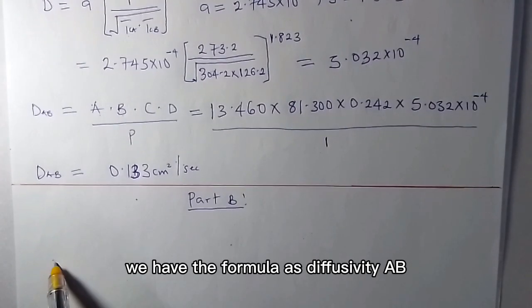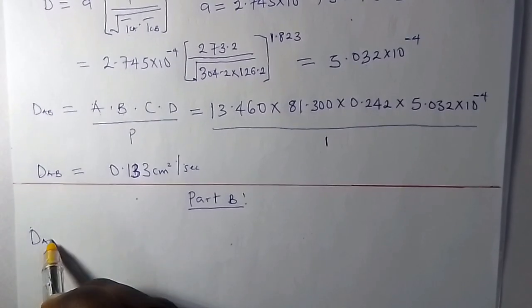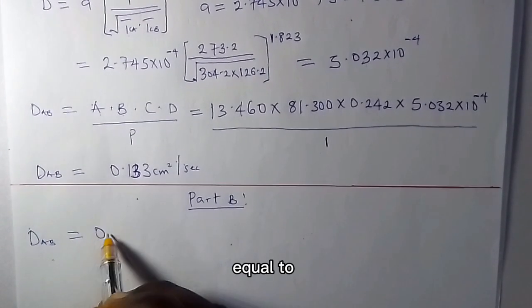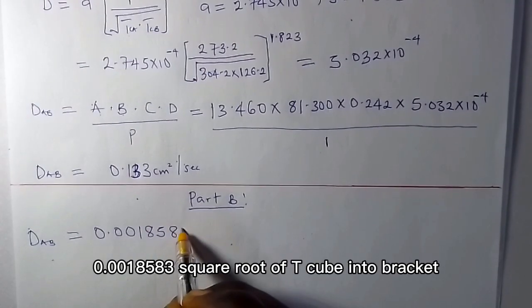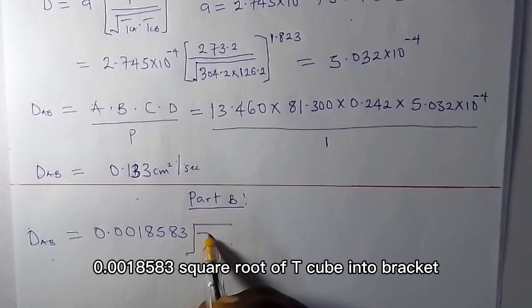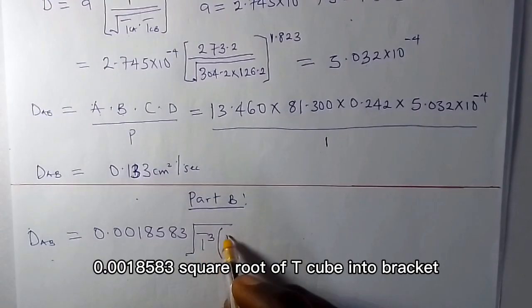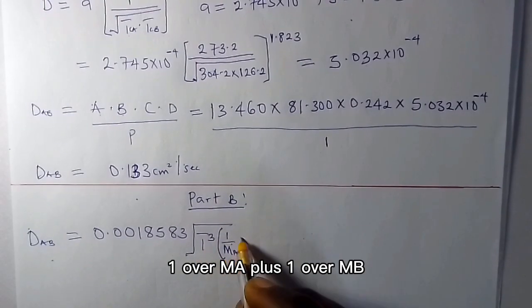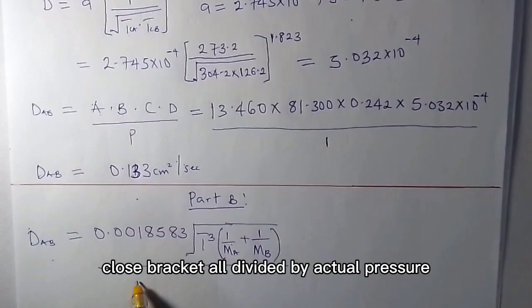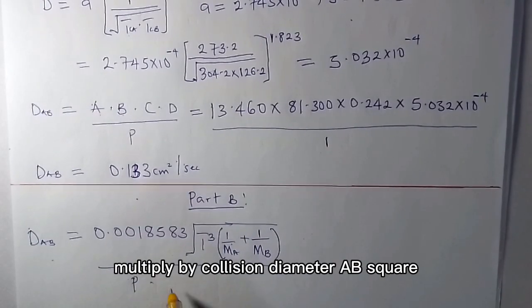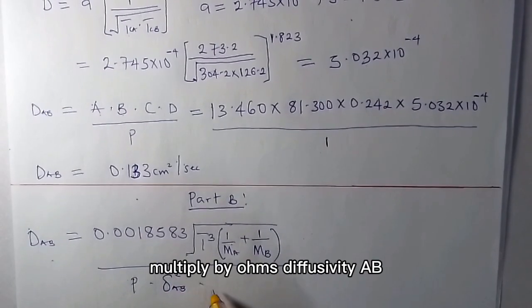For the Chapman-Enskog formula, we have the formula as diffusivity AB equal to 0.0018583 square root of T cubed into bracket 1 over MA plus 1 over MB, close bracket, all divided by the actual pressure multiplied by collision diameter AB squared multiplied by Omega diffusivity AB.